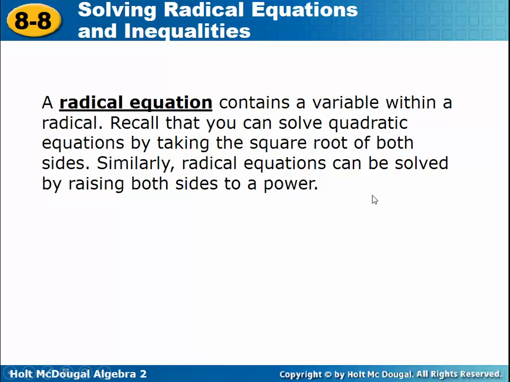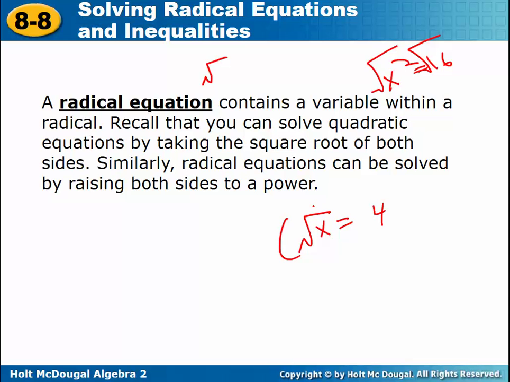A radical equation contains a variable within a radical. A radical is a square root or a cubed root. We can solve quadratic equations by taking the square root of both sides. So if you had x squared equals 16, you could solve that by taking the square root of both sides. If you have a radical equal to some number, you can solve that by squaring both sides, or by raising it to whatever power your root is.